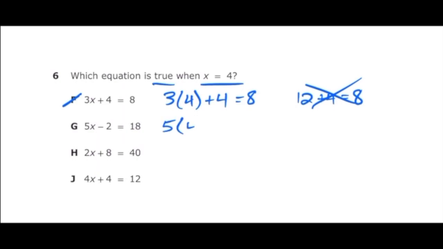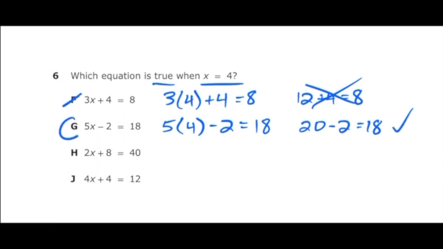Letter G is 5x minus 2 equals 18. When we plug in 4 for x, we're going to get 5 times 4 minus 2 equals 18. 5 times 4 is obviously 20, and then if we subtract 2, that is equal to 18, so letter G is going to be our correct answer.